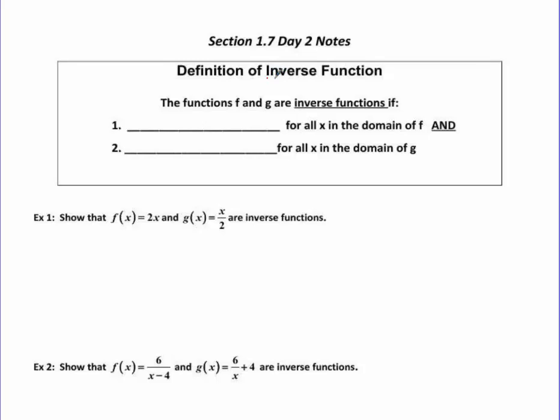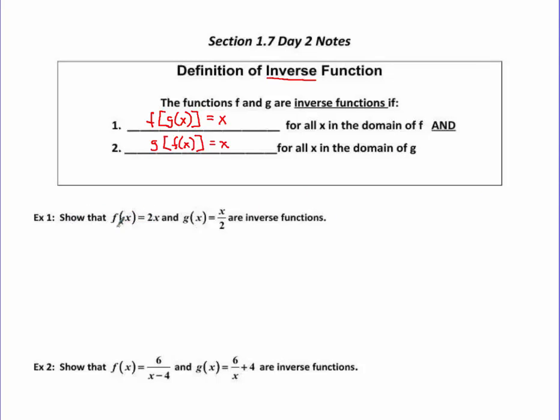The definition of an inverse function. The functions f and g are inverse functions if, and this is important, f of g of x equals x for all the x in the domain of g, and g of f of x equals x for all the x in the domain of f. Now, this is real easy. You're going to like it.